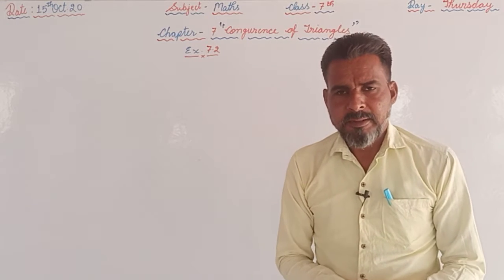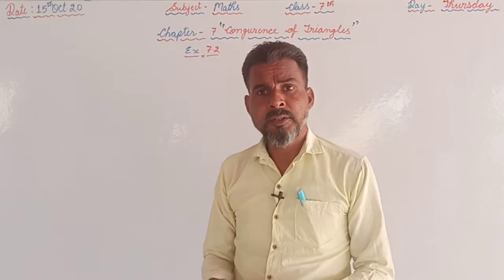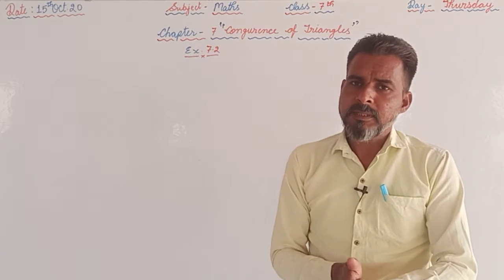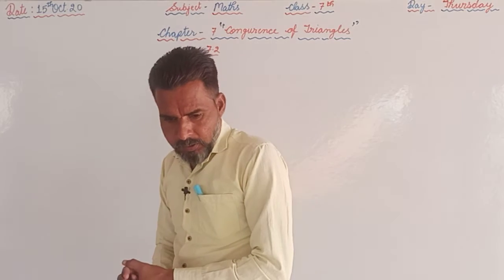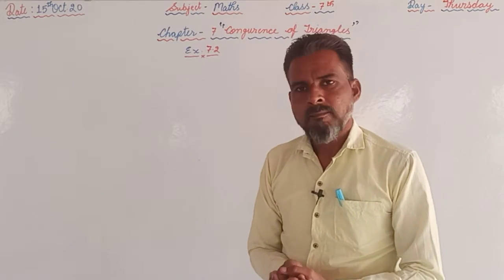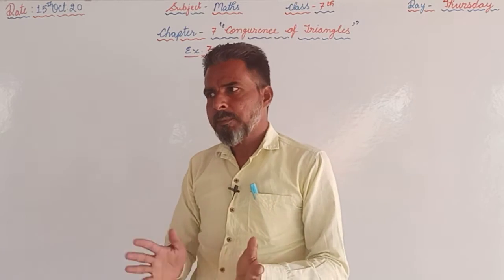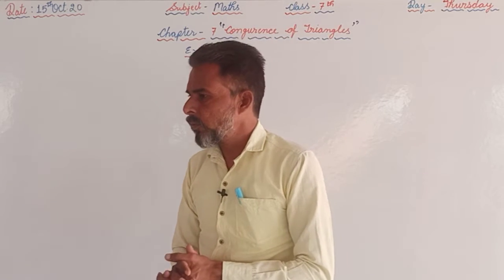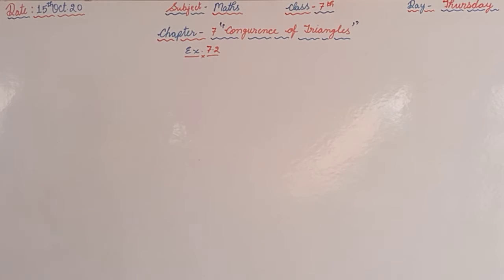This video is for class 7th and the subject is maths, and we are continuing with the same chapter, that is chapter number 7, and the name of the chapter is congruence of triangles. So we have already completed the exercise 7.1 and we are proceeding to exercise 7.2, in which we have discussed question number 1 yesterday, and I told you to try question number 2.